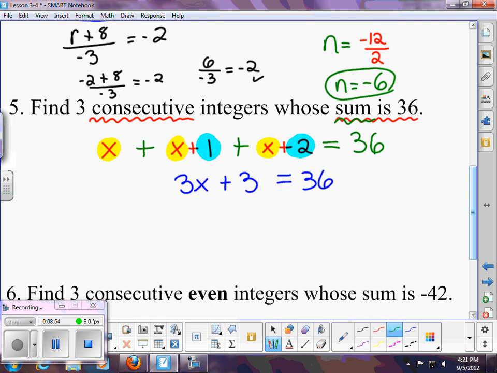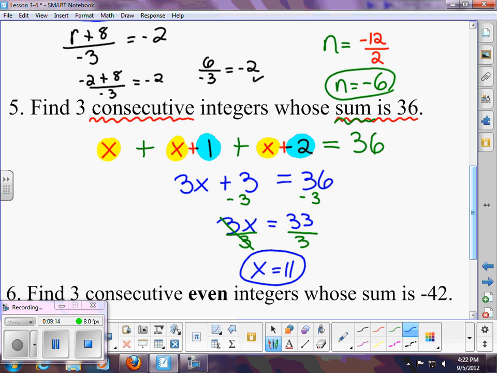Based off what we learned today, we know we need to get rid of the addition first, and that would be subtracting 3 from both sides. That gives us 3x equals 33. The opposite of multiplying by 3 would be to divide both sides by 3. That would give us x equals 11.